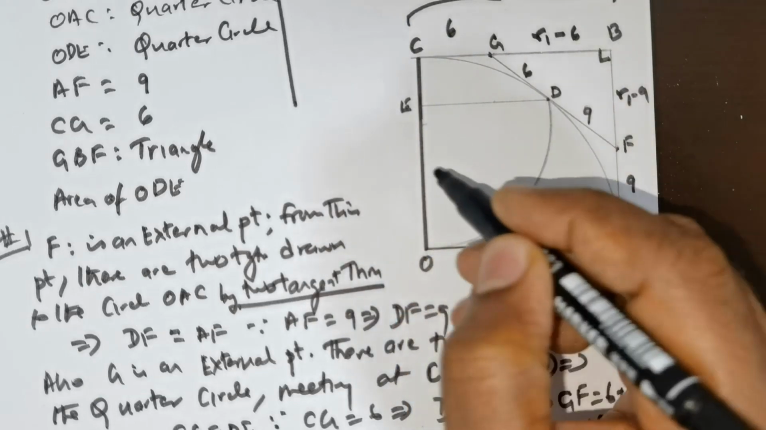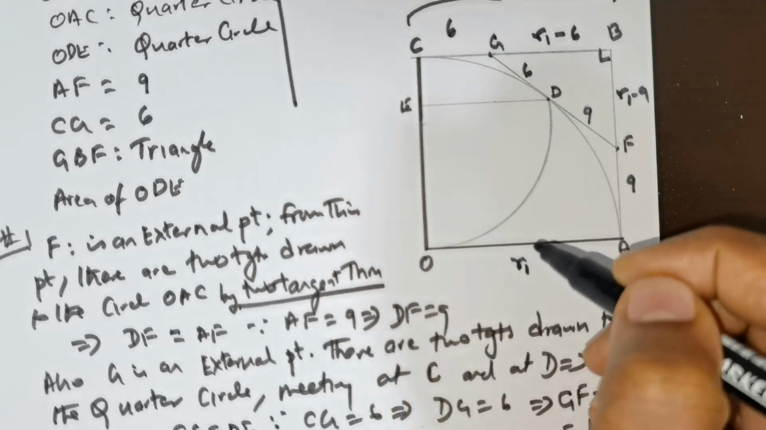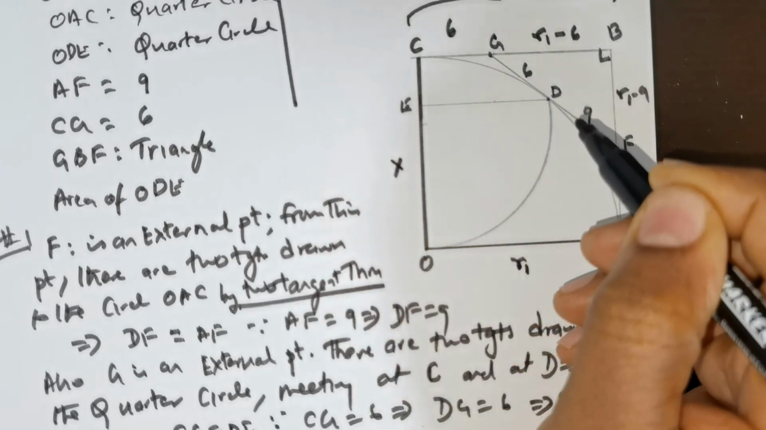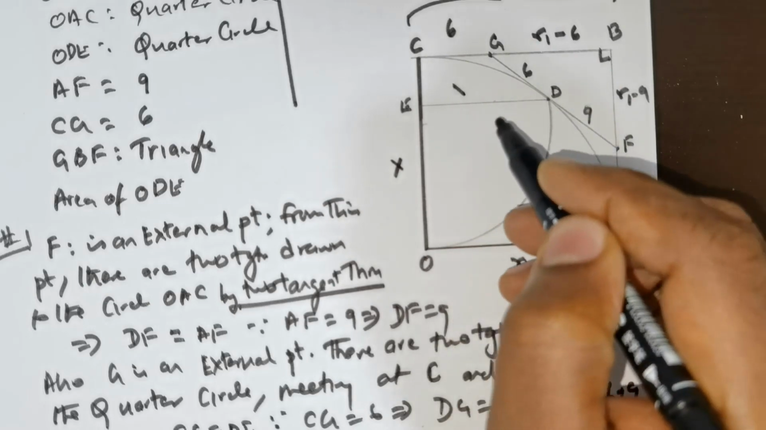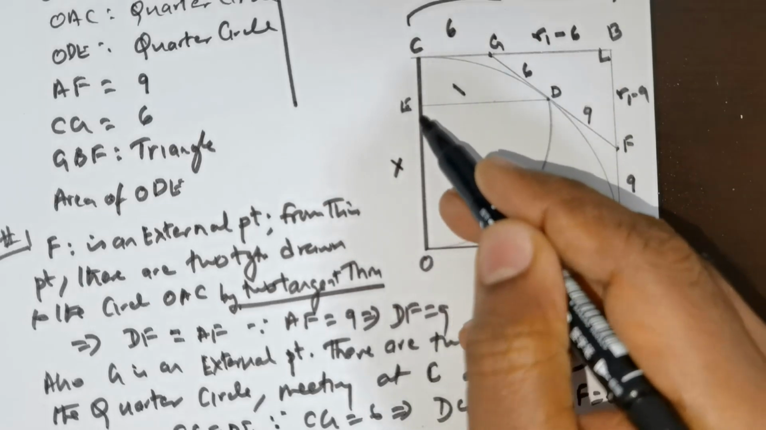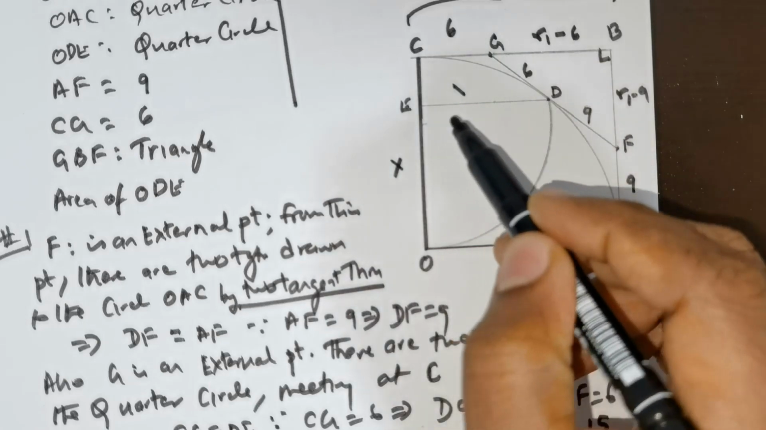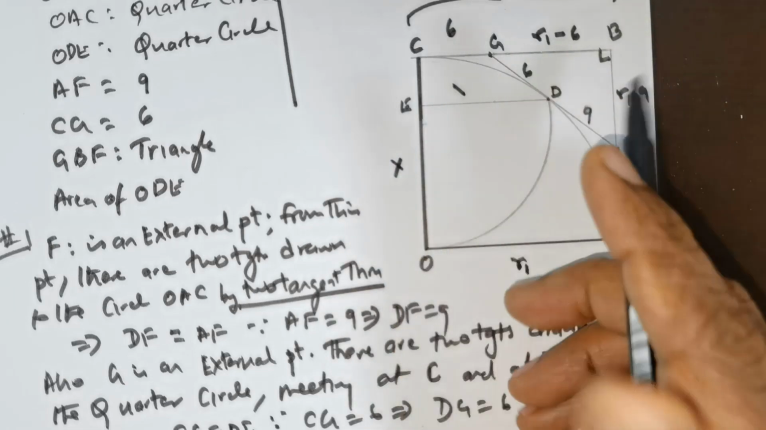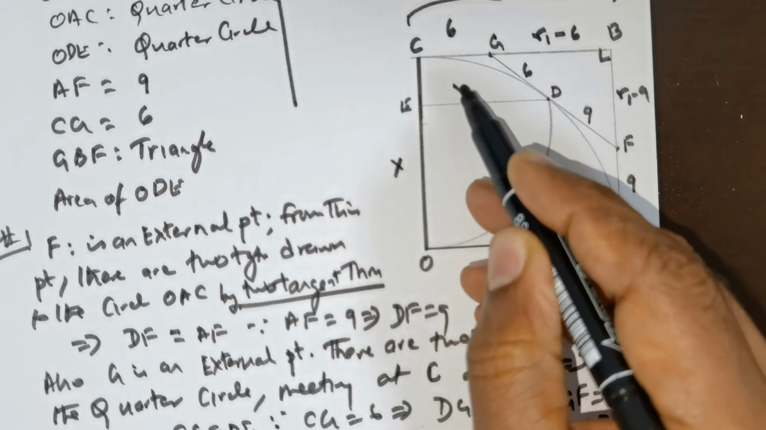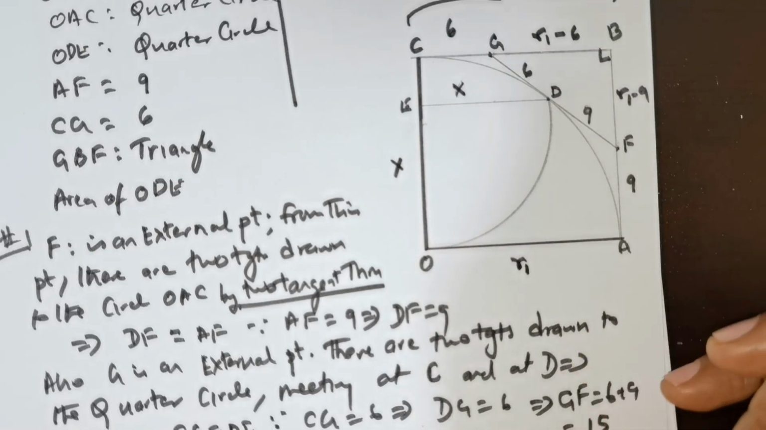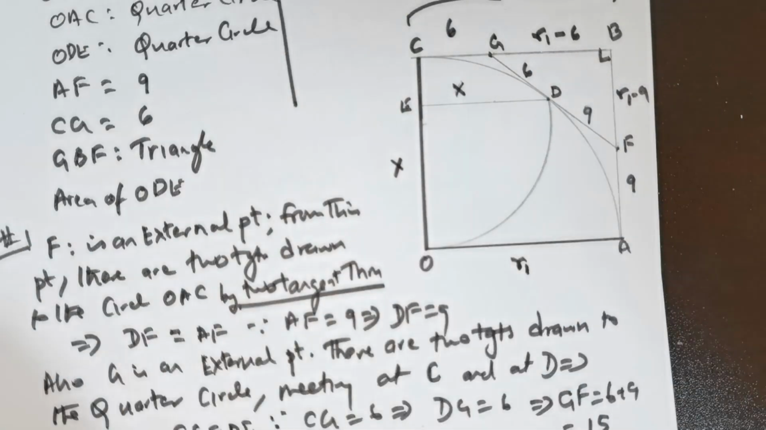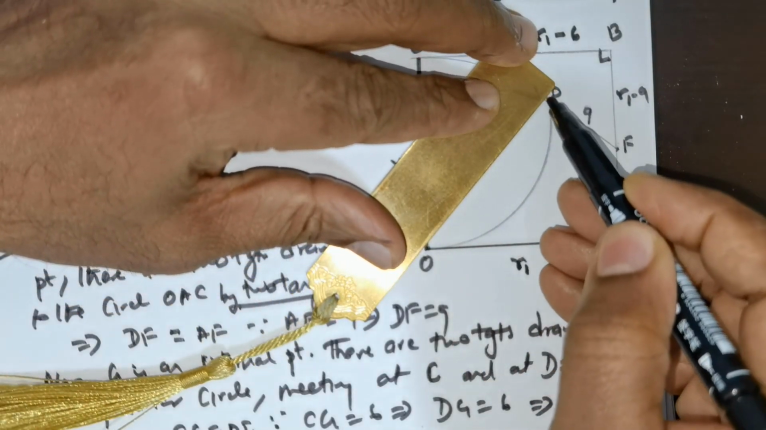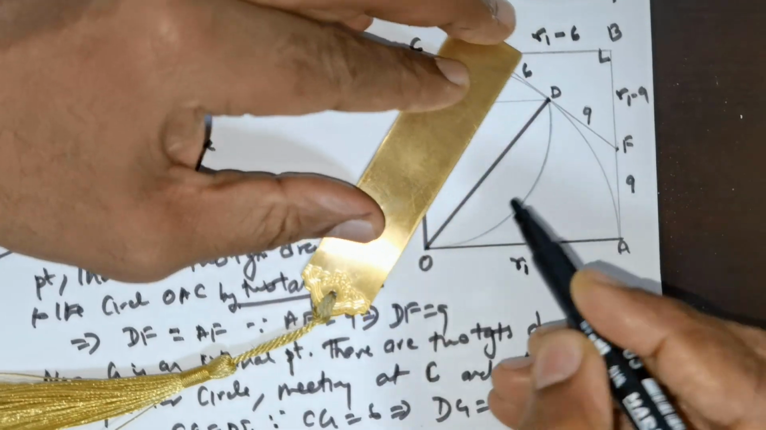Now let me take OE. OE is the radius, right, of the smaller quarter circle. So let me take that to be x units. If OE is the radius, definitely the portion ED is also going to be the radius, right? This is a quarter circle ODE. So if this is equal to x, this will also be equal to x. Fine, fair enough. Now what I'm going to do is connect from O to the point D, right?